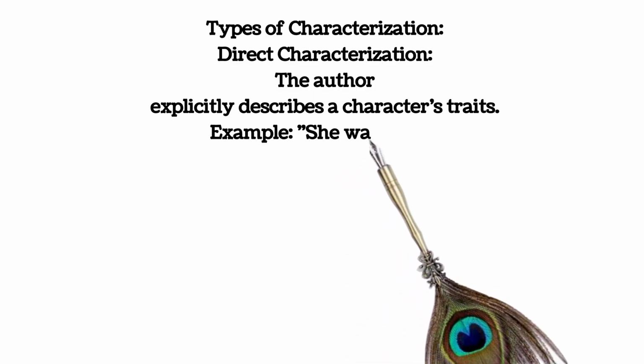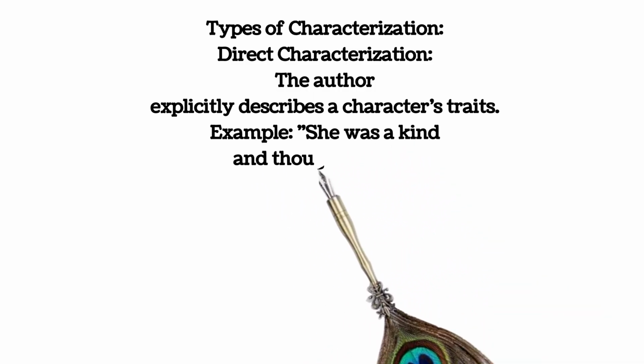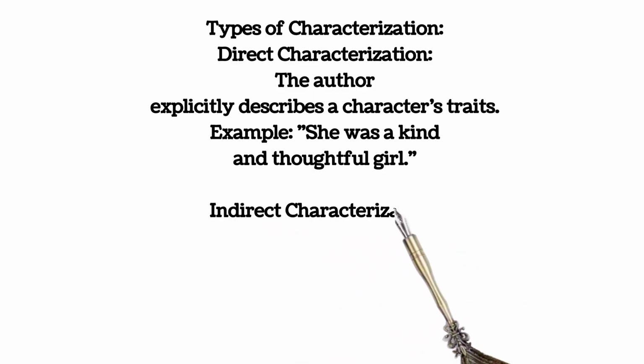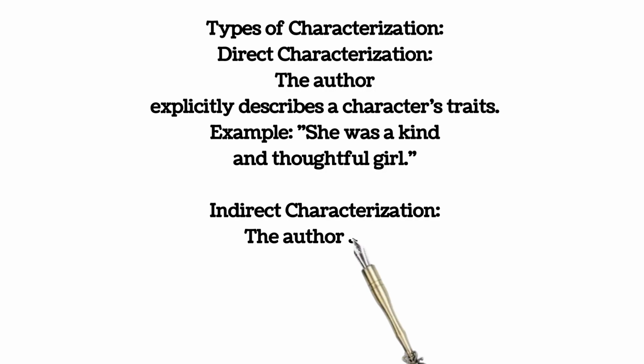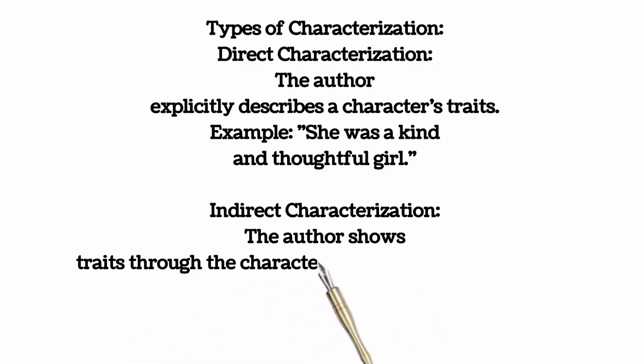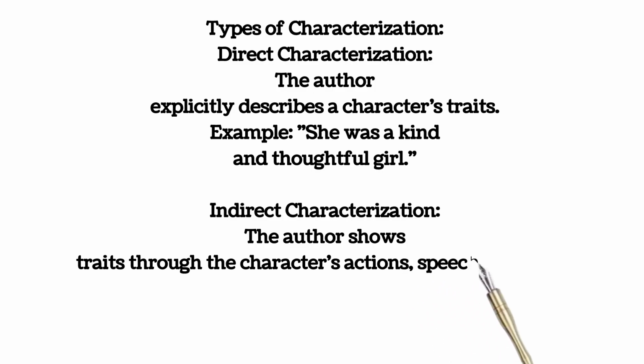Indirect characterization. The author shows traits through the character's actions, speech, thoughts, interactions, and appearance. Example: a character sharing lunch with a friend demonstrates kindness.